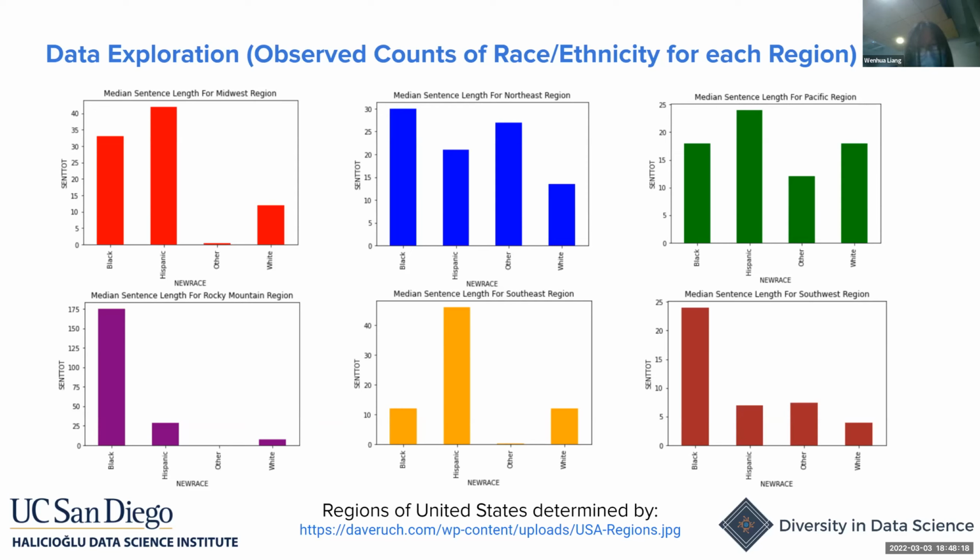Within each region, we can also observe from the variation of median sentence total presented by different race that racial disparity happens within each region. For example, we can see from the Midwest region visualization that the median for Hispanic sentence total is higher than that of the Black, white, and the other. From these graphs, you can see that the Northeast region and the Pacific region have the most balanced median sentence length with respect to the new race columns.